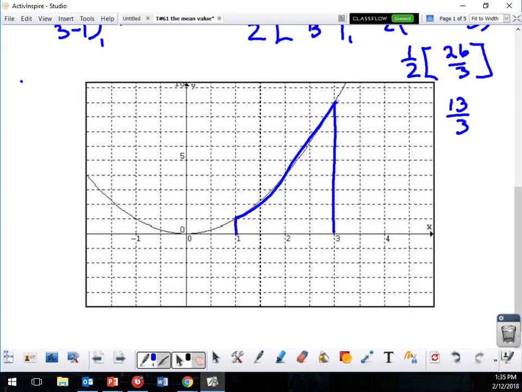The 4.3? Should we shade that? 4.333 repeating, right? Put a little line up. Okay, I like fractions better. All right, so let's take a look at the next problem.